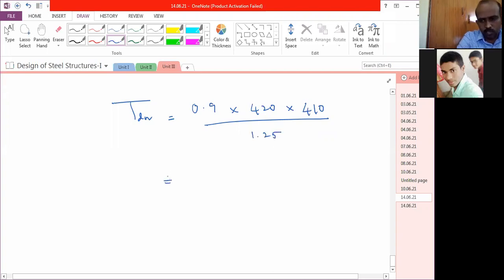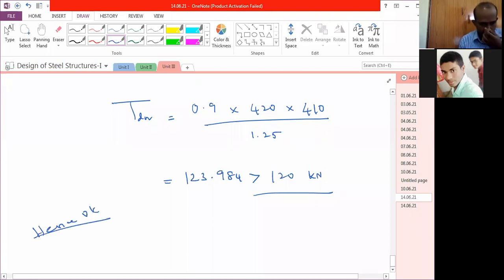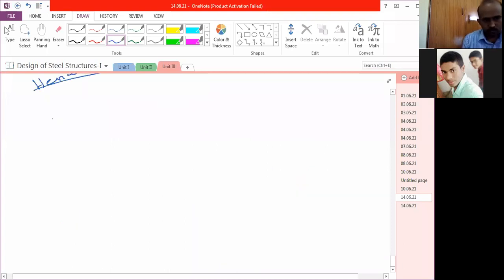So all the values you have to practice. Whatever the given problem, please practice again in your hostels, in your home, right? Again and again you practice, then only. So it is well and good. It is coming 123.984. Very good. That is greater than the factored design load of 120 kilonewton. Hence you put a comment of, hence okay. Then we will move on to the next one.